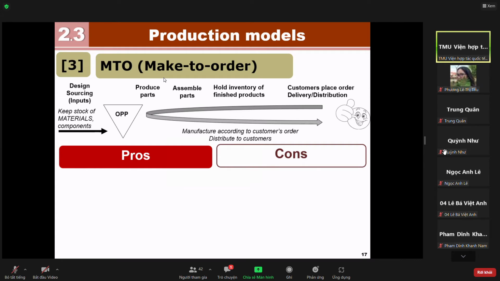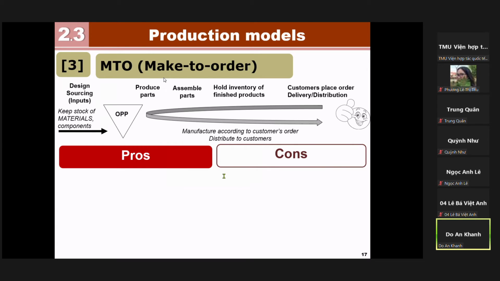Okay, Anh Hạnh says faster delivery. Faster delivery, is it an upside or downside, Anh Hạnh? The upsides, the benefits. When you keep stock on something, you don't have to... Okay, thank you, Anh Khánh.